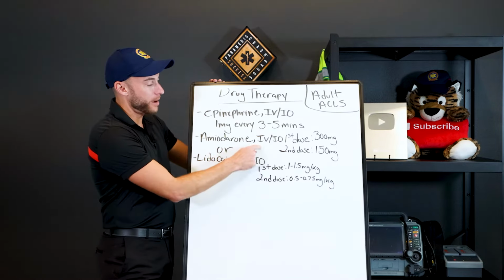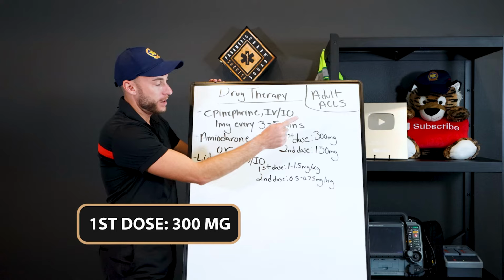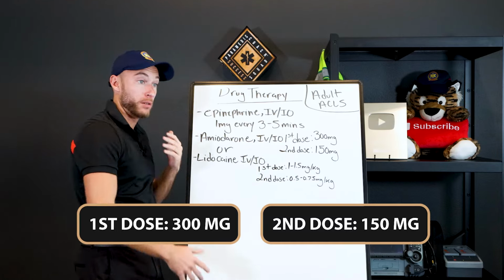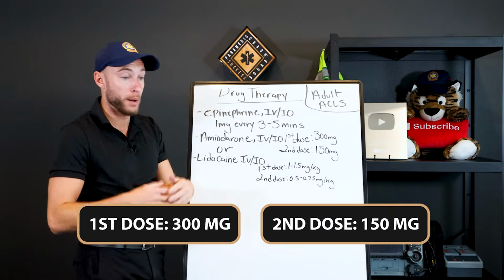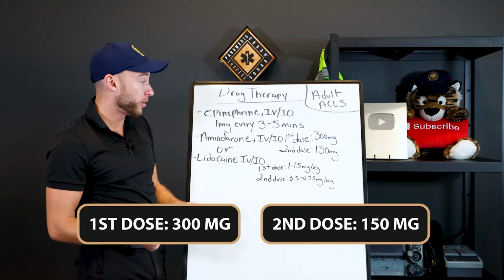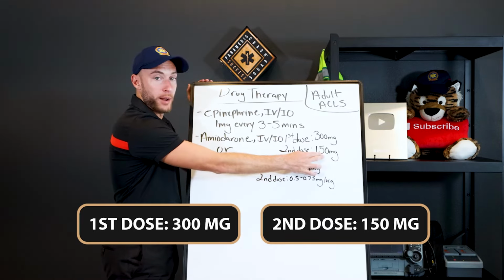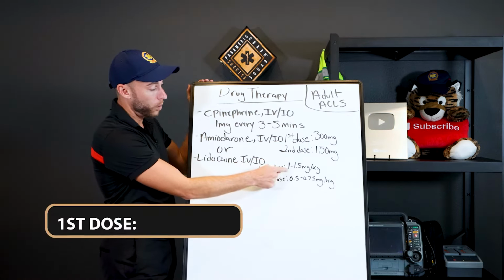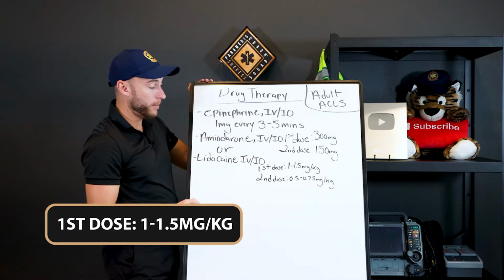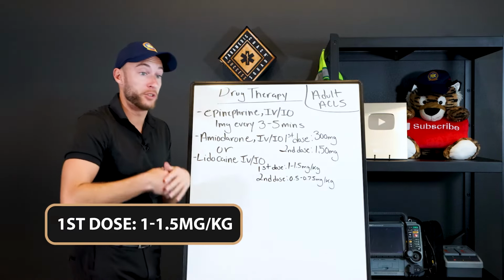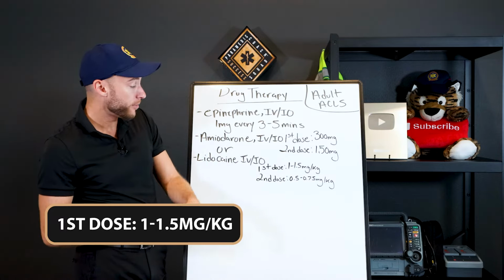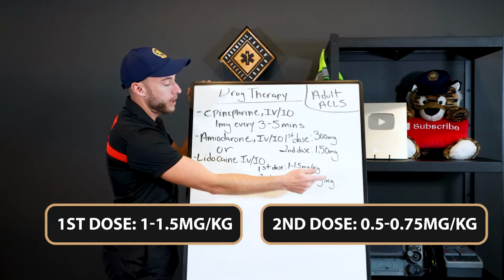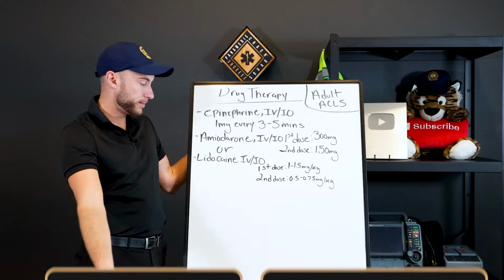So amiodarone, IV or IO, our first dose is 300 milligrams. Our second dose, later on down the algorithm, as we do 2-minute cycles, we come up and I have a chance to give you amiodarone again. Well, they're still there. What can I give? 150 milligrams, okay? Same with lidocaine. The first time we have an option to use it in the algorithm, it's 1 to 1.5 milligrams per kilogram. And then we do a 2-minute cycle, we have another chance, they're still in VT or VF. Second dose, 0.5 to 0.75 milligrams per kilogram of body weight, okay?